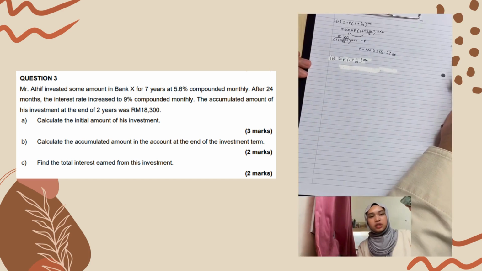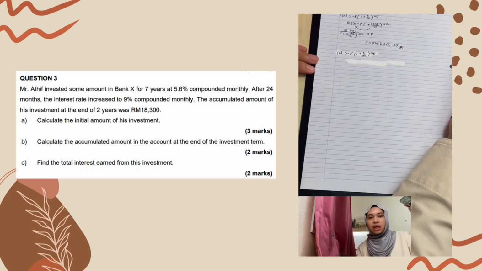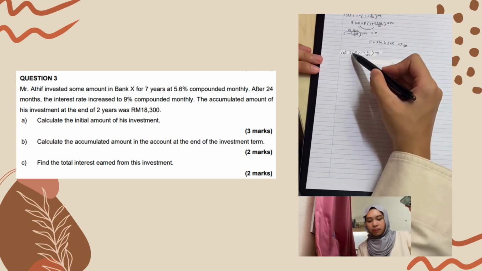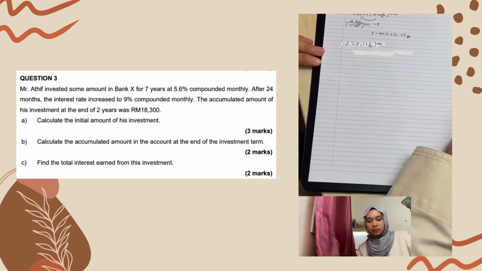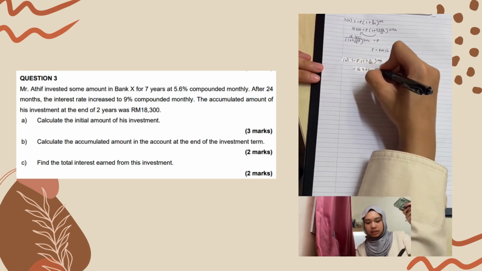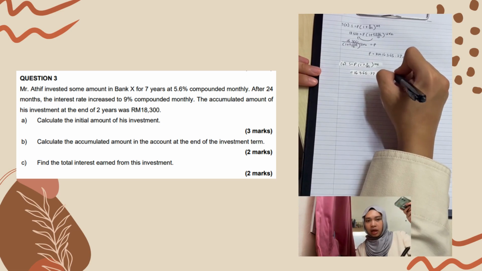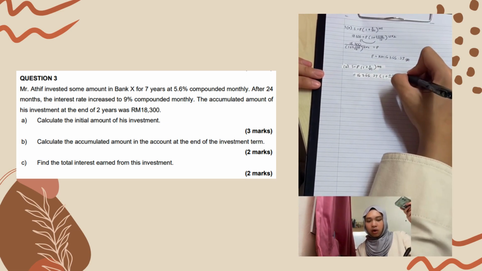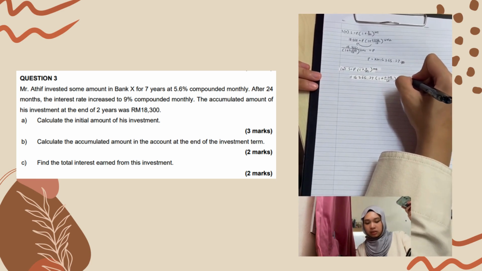The next question is we need to calculate the accumulated amount in the account at the end of the investment term. Just like question A, we use the formula S equal to P in bracket 1 plus K over M to the power of M multiplied by T. So the amount of P is 16,365 ringgit 27 cents in bracket 1 plus K, which is 0.09 over M, which is 12, the power of M 12 multiplied by in bracket 7 minus 2.